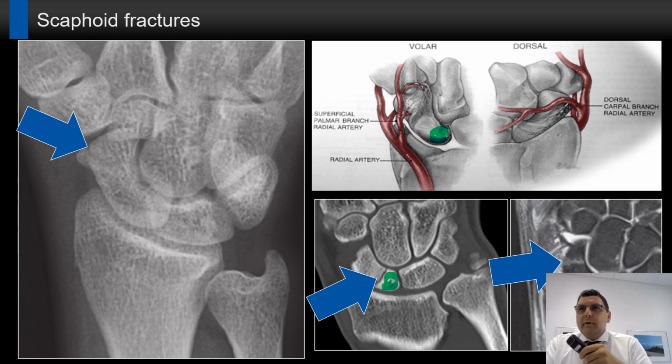Scaphoid fractures are always difficult to follow up if they are not directly seen on the first radiograph. There are different strategies. Some people recommend repeating the radiograph. These days I would rather recommend CT or MRI or both in unclear cases. We recently had a case where we did all three things, radiograph, MRI and CT, before we could find the fracture line.